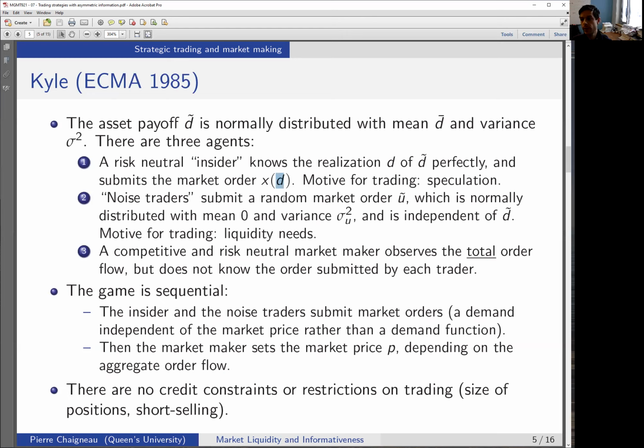So typically an increasing function, right? If you know that the fundamental value is higher, you're going to demand more of the asset. But right now we don't know that. And market order, so what does this mean? A market order is simply that you demand to trade a given quantity, here a quantity X, and you want to trade at whatever the market price is. Okay, so their motive for trading is information based, and so often we say that these people engage in speculation.